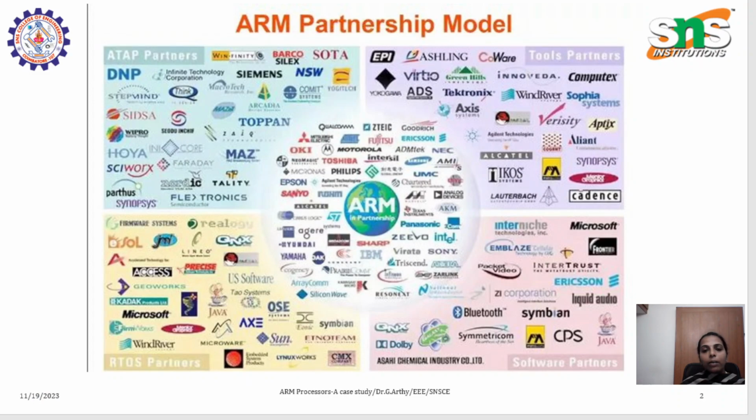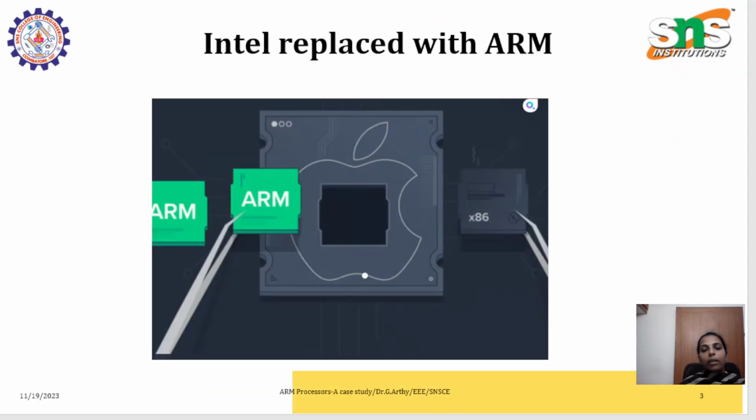Now, can you see these logos? All these models are in partnership with ARM. Why are all these devices and companies using the ARM processor? Even Apple has replaced Intel with ARM. So, how is this possible? And what is the special feature of ARM?